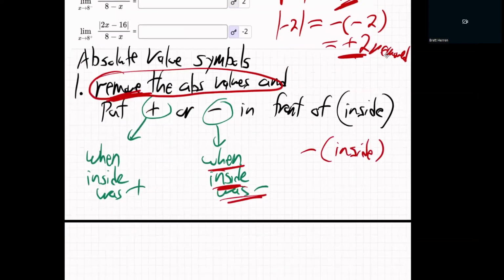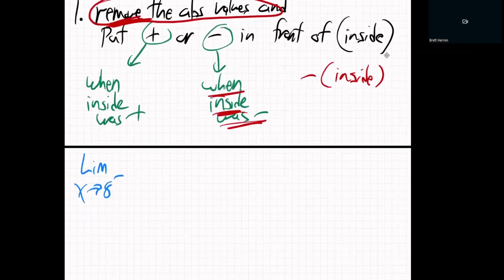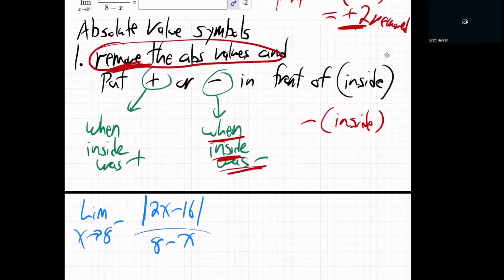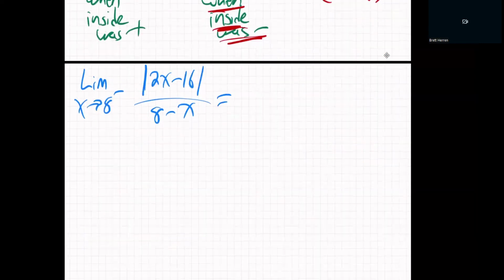So now we're ready. Let's go. Let's look at the first question. Limit as x goes to 8 from the left, absolute value of 2x minus 16 over 8 minus x. Okay. What's my first step? Well, it says first step, remove the absolute values. I've got to get them out of there. So in other words, this is going to become the limit as x goes to 8 from the left. I'm going to either put a plus in the front.